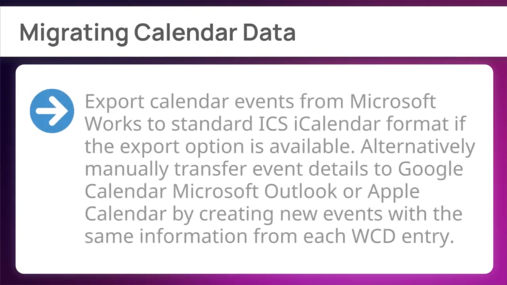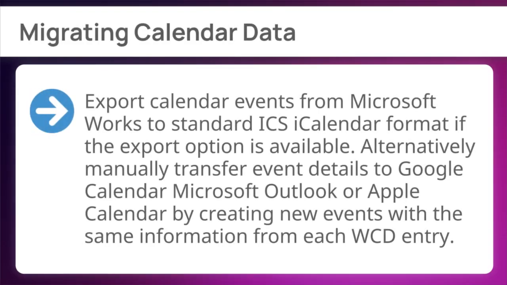Next, migrating calendar data. Export calendar events from Microsoft Works to standard ICS iCalendar format if the export option is available. Alternatively, manually transfer event details to Google Calendar, Microsoft Outlook, or Apple Calendar by creating new events with the same information from each WCD entry.